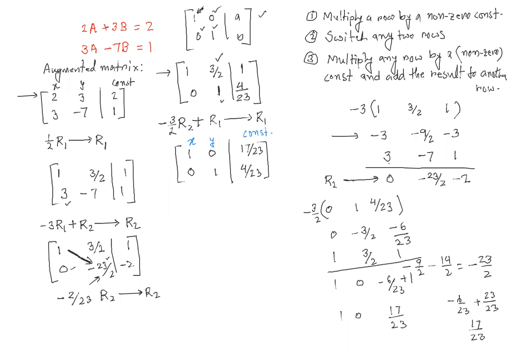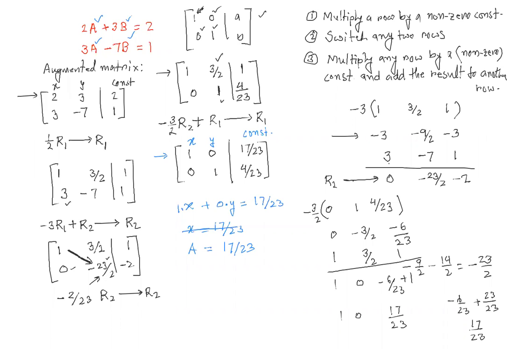Then what we have is this. The first row tells me that 1 times x plus 0 times y is equal to 17 over 23, or x is equal to 17 over 23. In our case, it's not x, but rather a, right? A is equal to 17 over 23 because we used a instead of x and b instead of y.